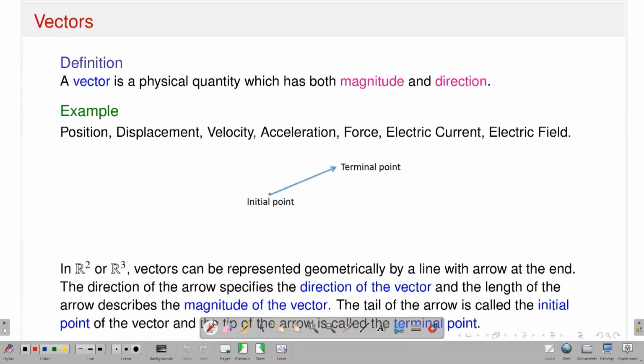In R2 or R3, vectors can be represented geometrically by a line with an arrow at the end. The direction of the arrow specifies the direction of the vector, and the length of the arrow describes the magnitude of the vector. The tail of the arrow is called the initial point of the vector, and the tip of the arrow is called the terminal point.